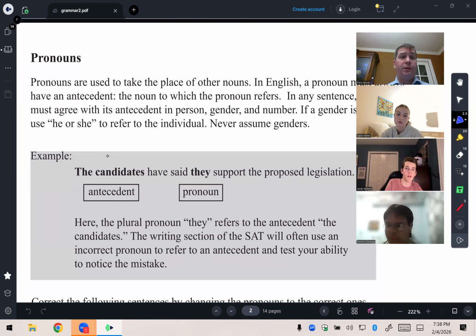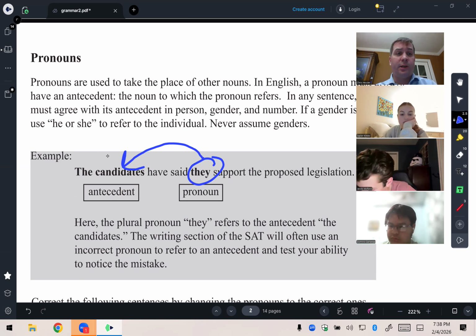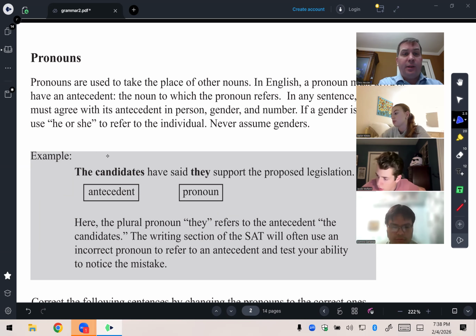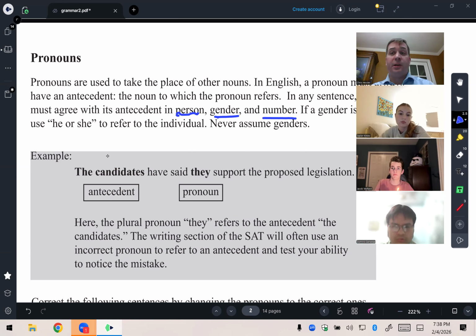Pronouns are just used to take the place of other nouns. So I can use the pronoun it to refer to the carnival. I can use the pronoun they to refer back to the candidates. That's sort of what we're doing here. And the main rule is that a pronoun must agree with its antecedent in person, gender, and number. Ostensibly because you're saying they're the same thing. That's sort of why. So if the pronoun is plural, the antecedent would be plural, that kind of thing.